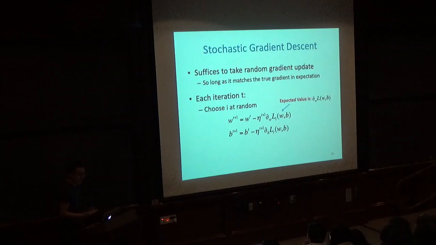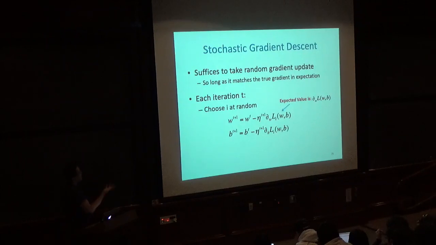So there are many motivations for stochastic gradient descent. It's a very fundamental algorithm. You can analyze and improve it and derive it from multiple motivations. I just gave you one motivation. Here's the motive. The reason why people do stochastic gradient descent is that it suffices to take a random gradient update, as long as it matches the true gradient in expectation.